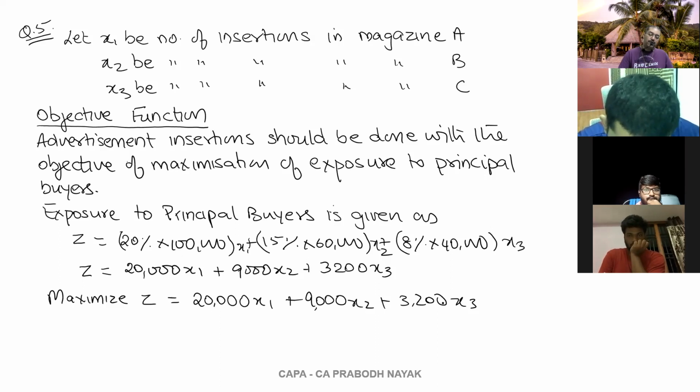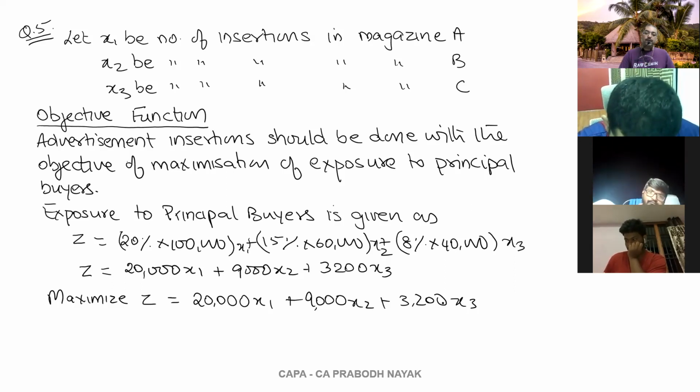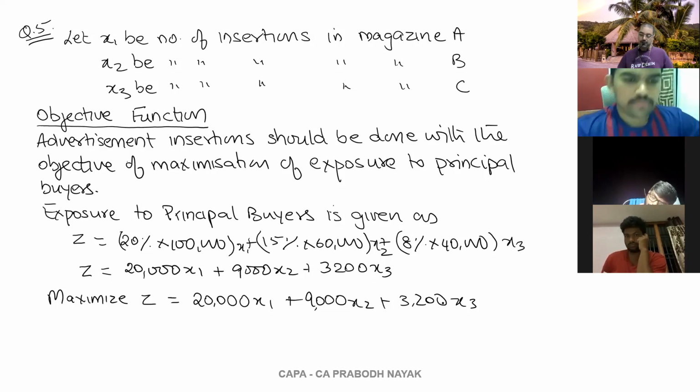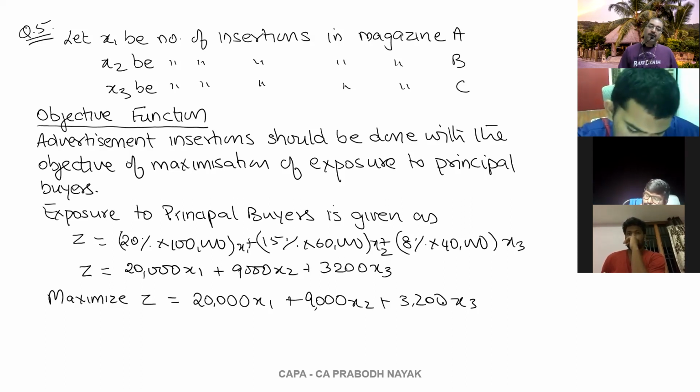So the objective function we have got. Now for the restraints or the constraints. Magazine A should not have more than 15 advertisements. And B and C each get at least 8 advertisements. So how do we write this now? The number of advertisements in each magazine is restricted.